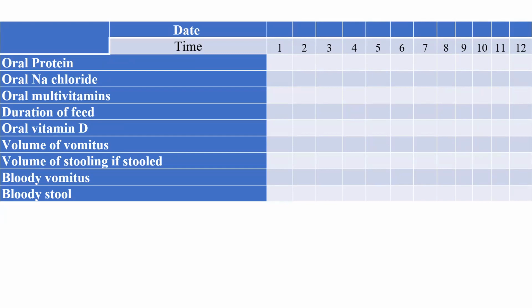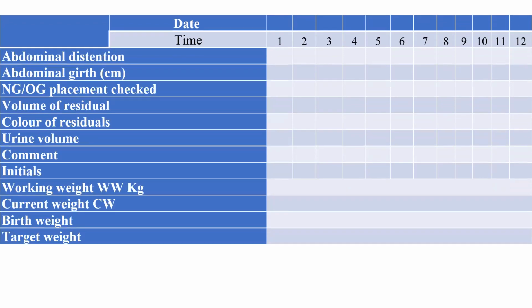What is the duration of feed? So are we giving the feed over 10 minutes, 20 minutes, 45 minutes, 2 hours, 3 hours, or continuous? If there is vomitus, how much is the volume and how many times? And for the stools, how many stools, and did we measure how many grams of stool the baby had? Is there blood in the vomiting? And if there is blood in the stool, we have to mention it.